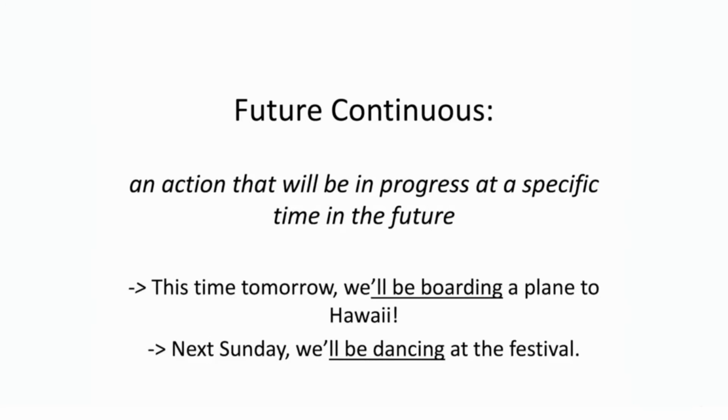Great work. Thank you for practicing. Now we can move on to the future continuous tense. We use the future continuous to refer to an action that will be in progress at a specific time in the future. For example, this time tomorrow, we'll be boarding a plane to Hawaii. Next Sunday, we'll be dancing at the festival.